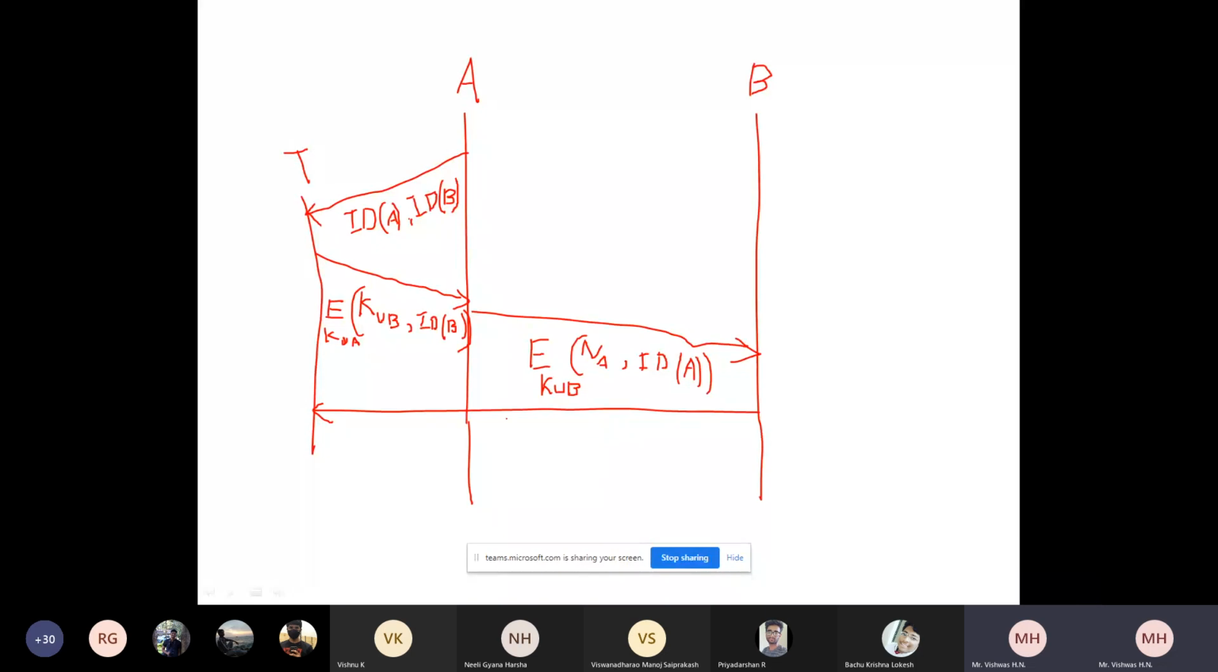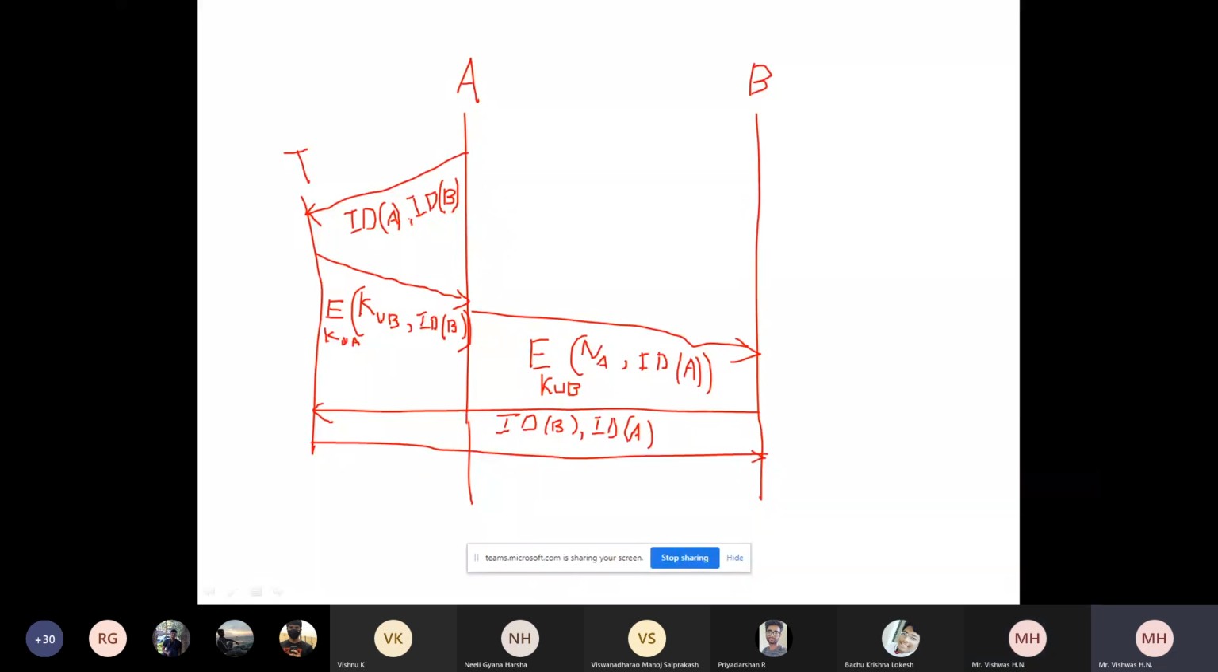So it will add ID of B, its own ID. Then it is requesting the public key of A, so ID of A also has to be sent, the same thing which A did. Is that clear? It sends. For that, this trusted third party will give a response. Same thing like this. Is that clear?